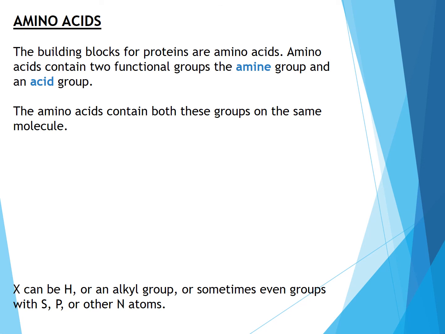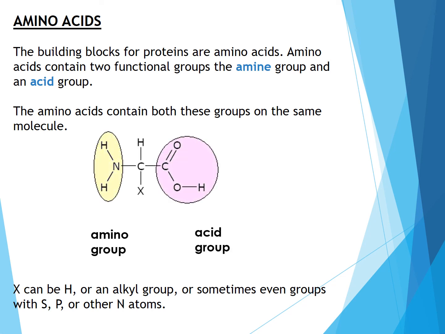So amino acids are small molecules. They contain two functional groups, an amine or amino group and a carboxylic acid group. Both of these groups appear on the same molecule. In between both of these functional groups can be pretty much anything within reason. So where we see the X on the diagram on the slide, we can replace the X with hydrogen, with an alkyl group, by that I mean a CH3, C2H5, or any other alkyl group. We can even replace it with some sulfur, phosphorus, or other nitrogen atoms.